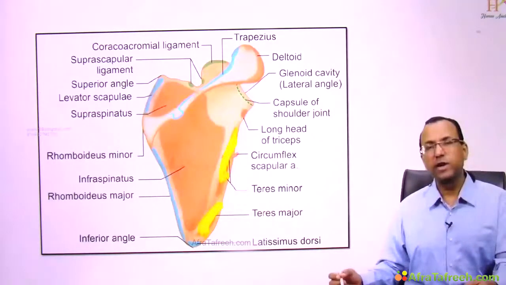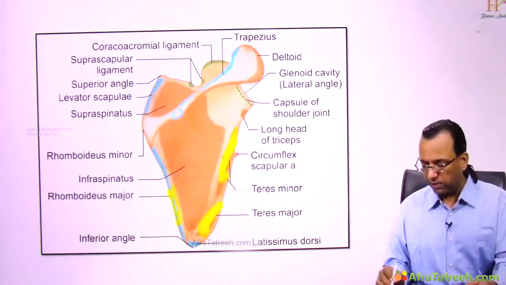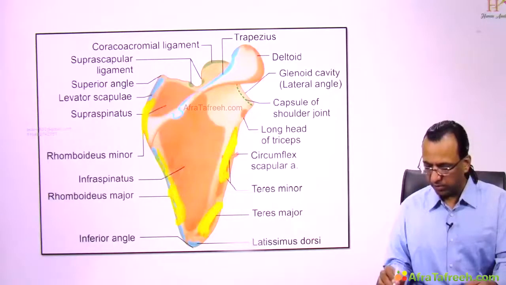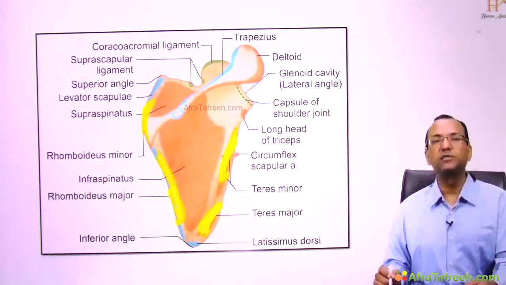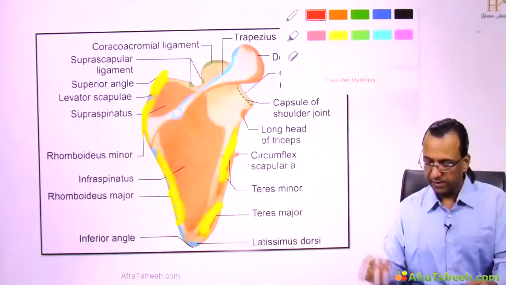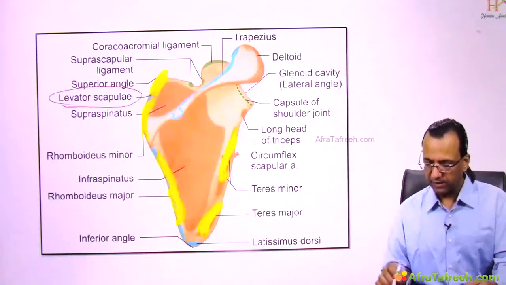Then what is attaching to the medial border? There are the rhomboid major and rhomboid minor, on the medial border. What else is attaching to the medial border? That is the levator scapulae. So there is the levator scapulae on the medial border, and then there are the rhomboid minor and rhomboid major.